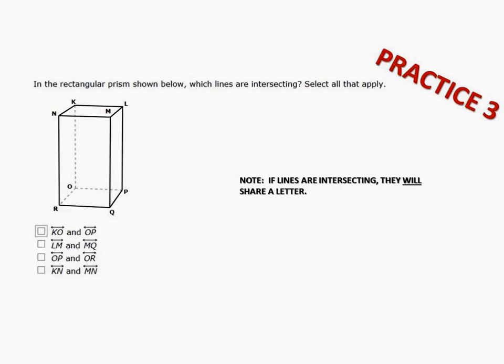Another question you're going to be asked in the assignment is about intersecting lines. This practice problem says, in the rectangular prism below, which lines are intersecting? Select all that apply. And I wrote this note here. If lines are intersecting, they will share a letter. So I'll give you a hint. Line LM up here at the top is intersecting with line QM. Notice both lines contain the letter M. So when you're looking for intersecting lines, look for a shared letter.